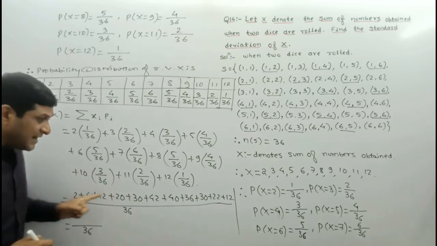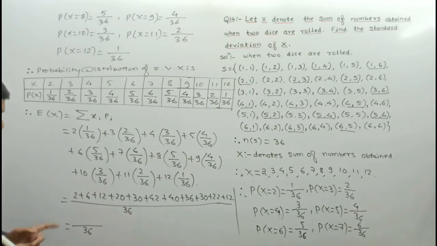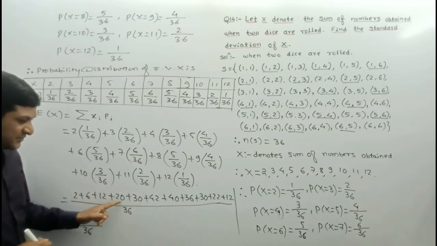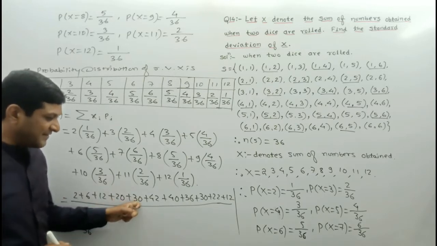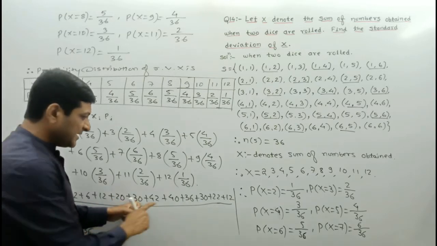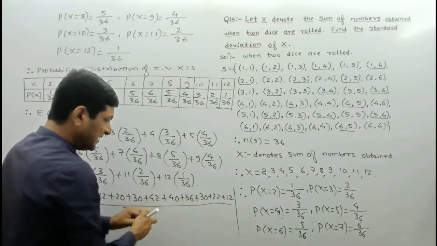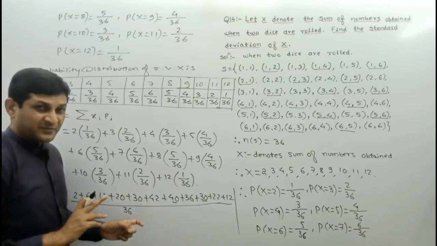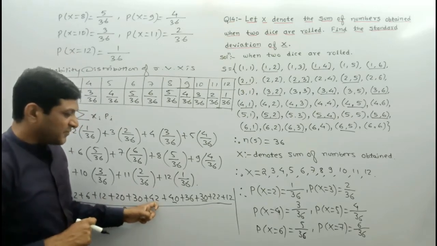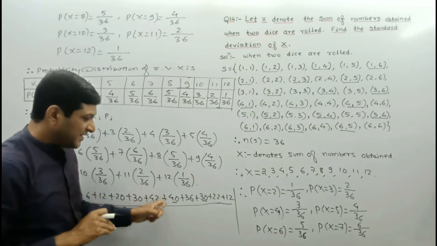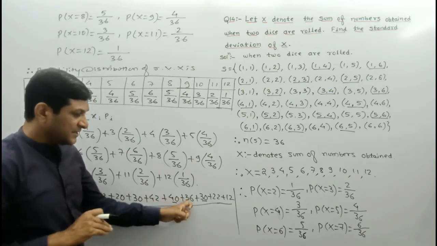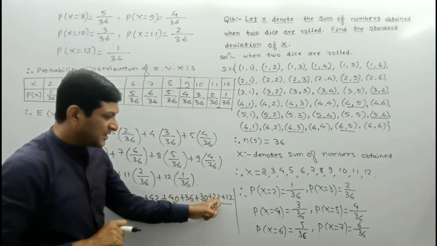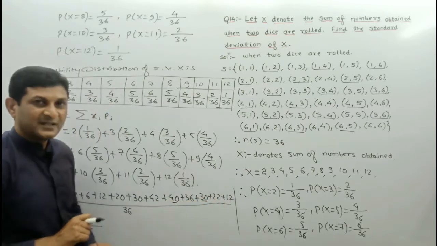Now simply we are taking the addition of the numbers which we are getting in the numerator. So observe that 2 plus 6 is 8, 8 plus 12 is 20, 20 plus 20 is 40, 40 plus 30 is 70, 70 plus 40 plus 30 means again 70, 70 plus 70 is 140, 140 plus 42, 182, 182 plus 36, 218, 218 plus 22, 240, 240 plus 12, 252.